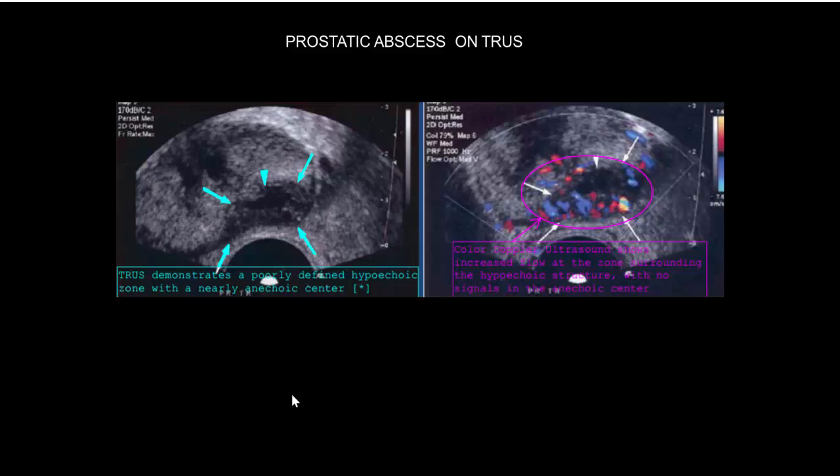Prostatic abscess on TRUS. TRUS demonstrates a poorly defined hypoechoic zone with a nearly anechoic center. Color Doppler ultrasound demonstrates increased flow in the perilesional peripheral zone surrounding the hypoechoic area, with no signal inside the anechoic structure. In contrast, with prostatic carcinoma we see intralesional flow signal.